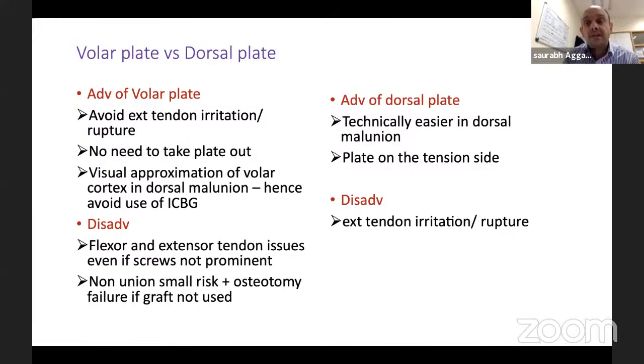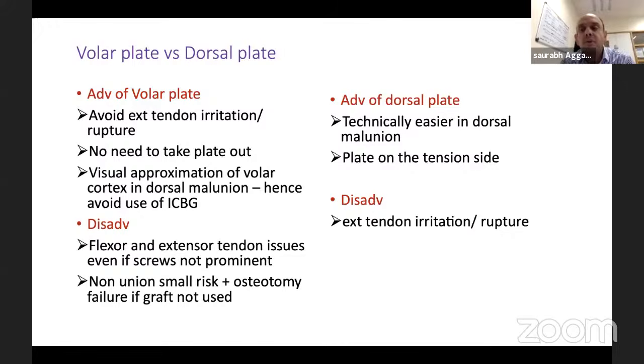So from the volar side, it's easy to see that contact and we can avoid use of a graft. So it's the visual sort of confirmation, satisfaction, which is another advantage. Disadvantage: even if you've done a volar approach and put a plate from the volar side, patient can have both flexor and extensor tendon issues. Flexor very evident, FPL can rub over the sort of the distal rim of the plate and can have tendinitis.